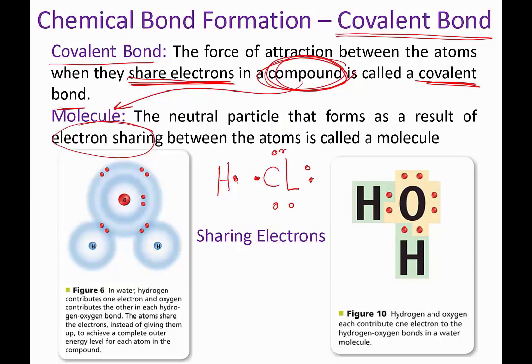Hydrogen will not lose the electron. Chlorine also will not lose any of the electrons. So what is the best scenario here? Share the two electrons. Each one will share an electron. So they will form a covalent bond.